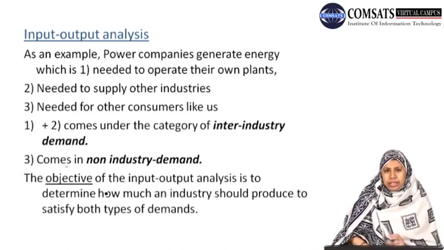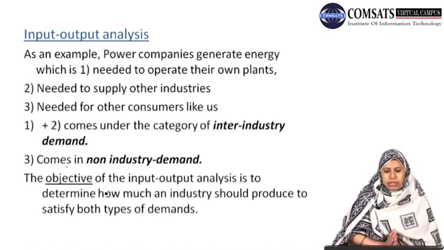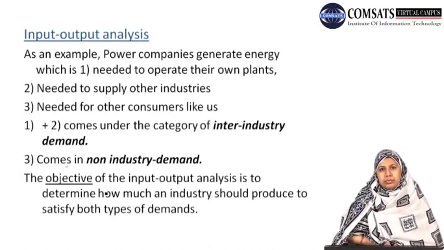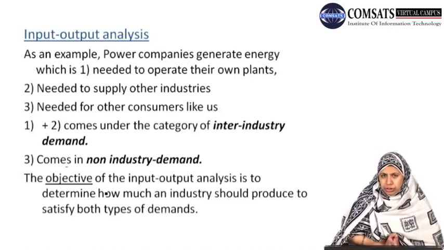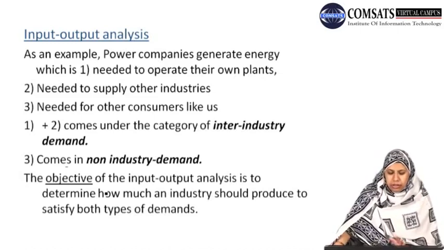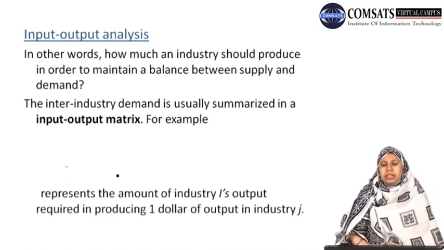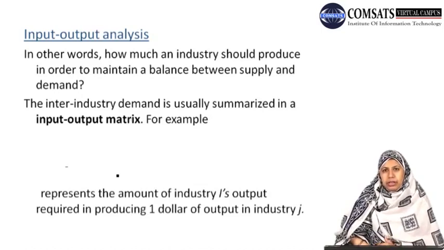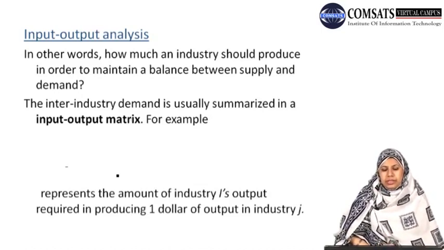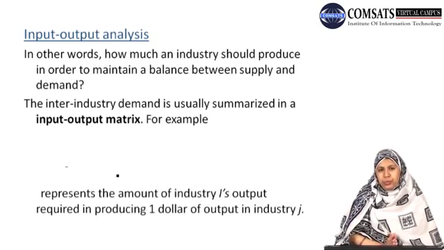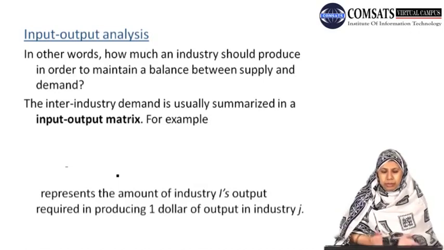Now what is the objective of this input-output analysis? It is to determine how much an industry should produce to satisfy both types of demands. So what will be the number of inputs which satisfy our required outputs? Or in other words, how much an industry should produce in order to maintain a balance between the supply and the demand. This is known as the input-output analysis. That is, if an industry is interested in knowing what number of inputs will be required to balance the output.